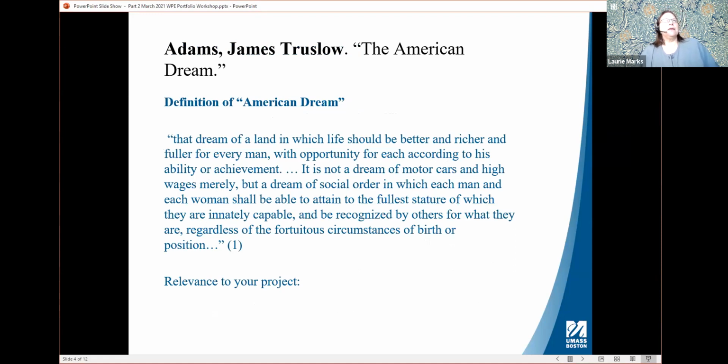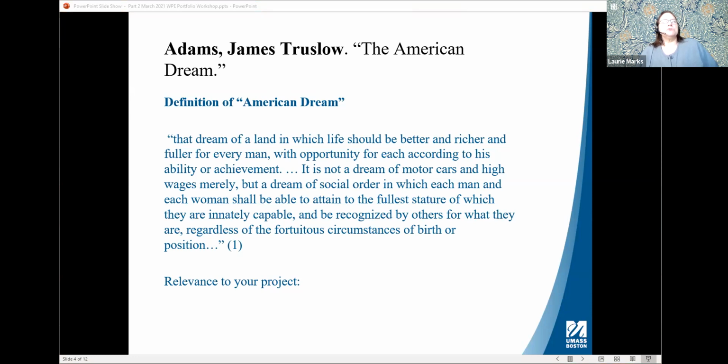So we gave you this first piece by James Truslow Adams, which is a very brief, less than 1-page selection from his book. We chose this selection because while we often talk about the American dream in our society, it is rarely defined. And so we also assume we know what we're talking about, but we don't.